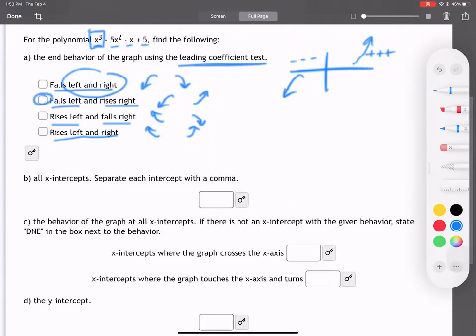The graph is left to right. Yeah, it's left to right. That's right. But the graph will fall on the left side and it'll rise on the right side. I think that's what they're referring to.